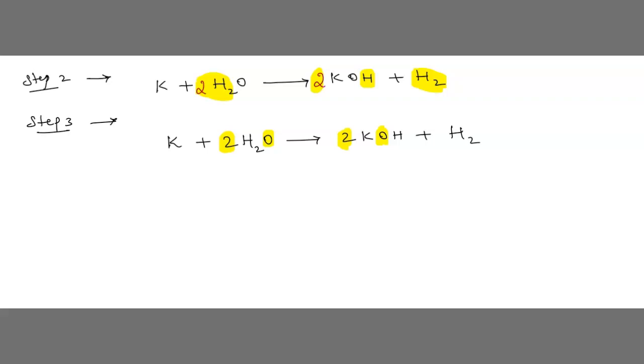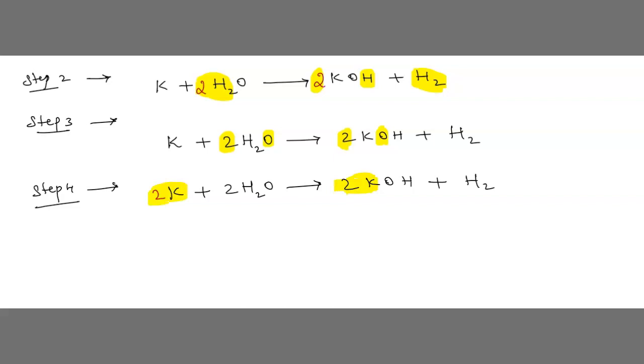Now how many K do we have? That is next, step number 4. Step number 4, how many K do we have? 1K. But here we have 2K. So what will I do? K plus 2H2O gives 2KOH plus H2. So what will I do? I will put this 2 here. So now we can see here how many K? 2K. Correct? It is 2K.